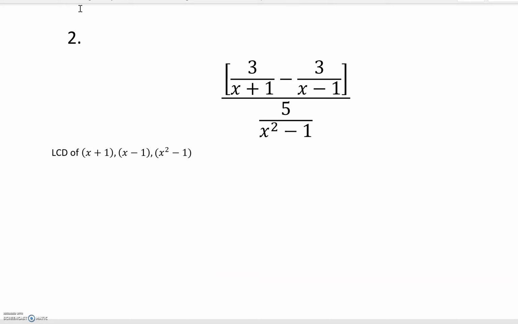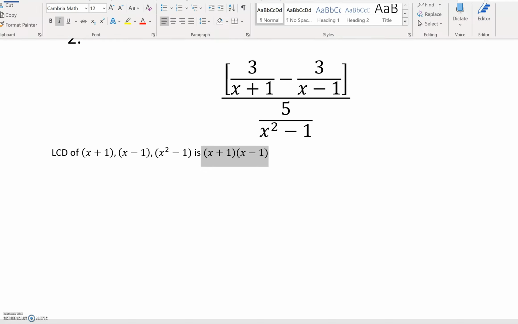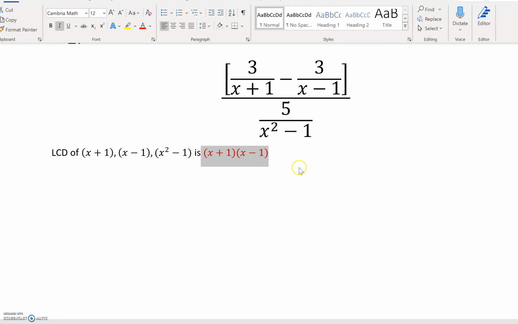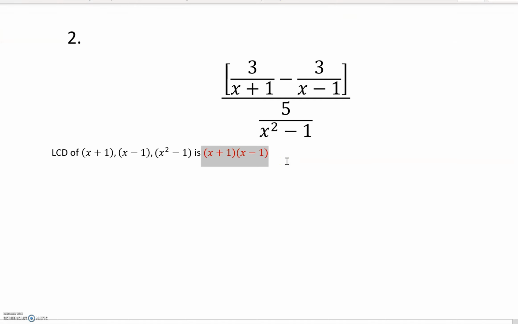The LCD, because x squared minus 1 is x plus 1 times x minus 1, right? It's a difference of squares. The LCD will be x plus 1 times x minus 1. This is the LCD of all of the fractions, not just the top or the bottom. It's all of the fractions that are present. So top and bottom, right?